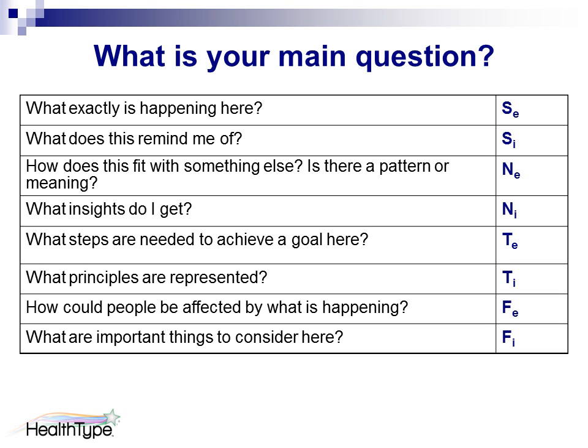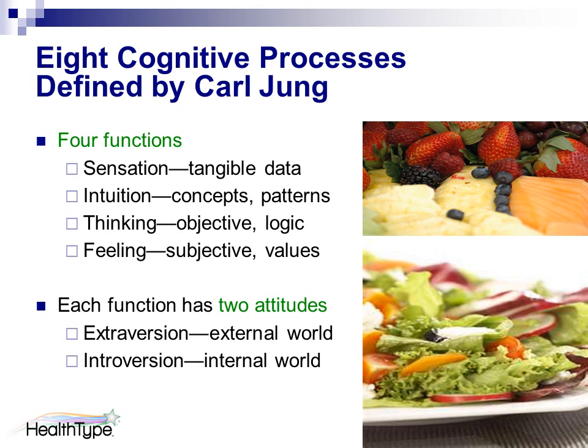And next to each of these 8 groupings of questions, there is a code letter. And that's the code for the 8 cognitive processes identified by the famous psychologist Dr. Carl Jung. And here are the 8 cognitive processes, the way he defined them, which is that they are in 4 groupings called functions.